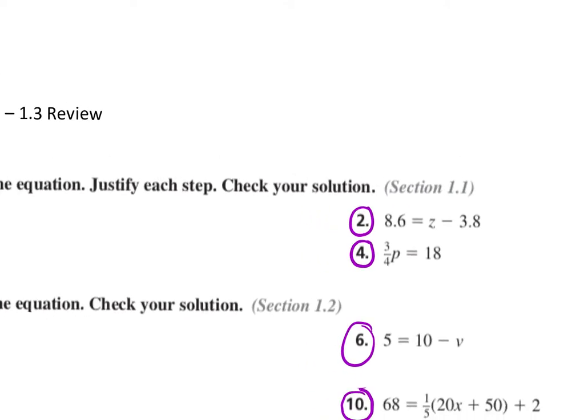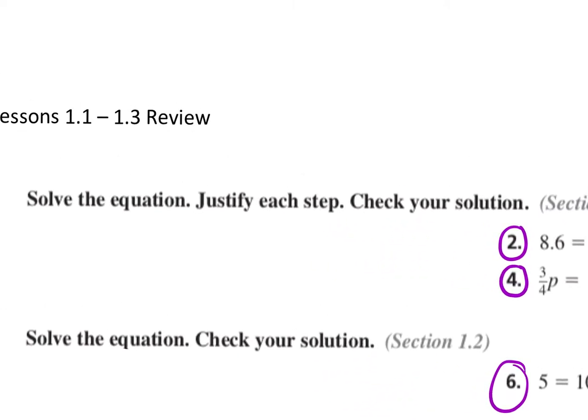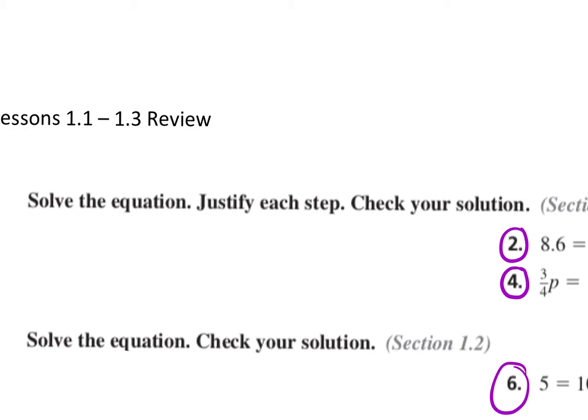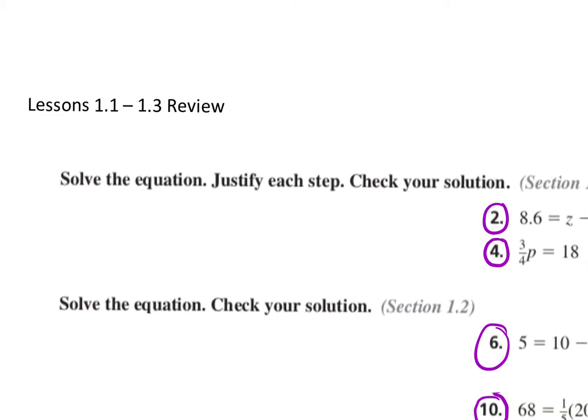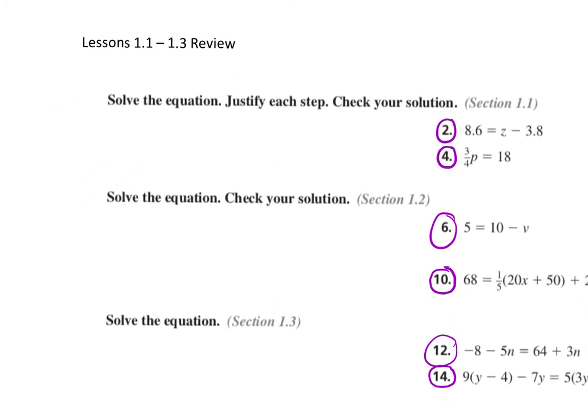Let's talk about it, okay? For this first portion of our notes, it says solve the equation, justify each step, check your solution. If you looked at all three instructions, what's the one difference between the first, the second, and the third? It's this: justify each step. Do you guys see that? Okay? What does that mean? What do I need to write down when I'm solving this problem?